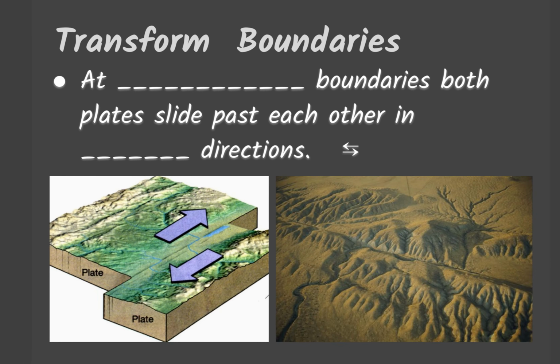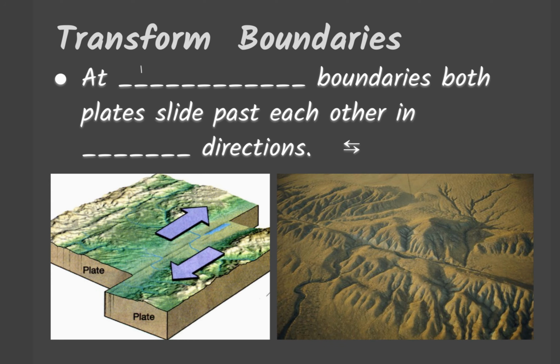Next, we're going to be looking at transform boundaries. And at transform boundaries, both plates are sliding past each other in opposite directions. So as you can see here, one plate is moving this way and the other plate is moving in the opposite direction. Here's a picture of a transform boundary, and what you're seeing is a dried up riverbed, and this used to be a single connected structure, but this transform boundary has slid the riverbed away from where it used to be, and that's why it looks like it's broken.